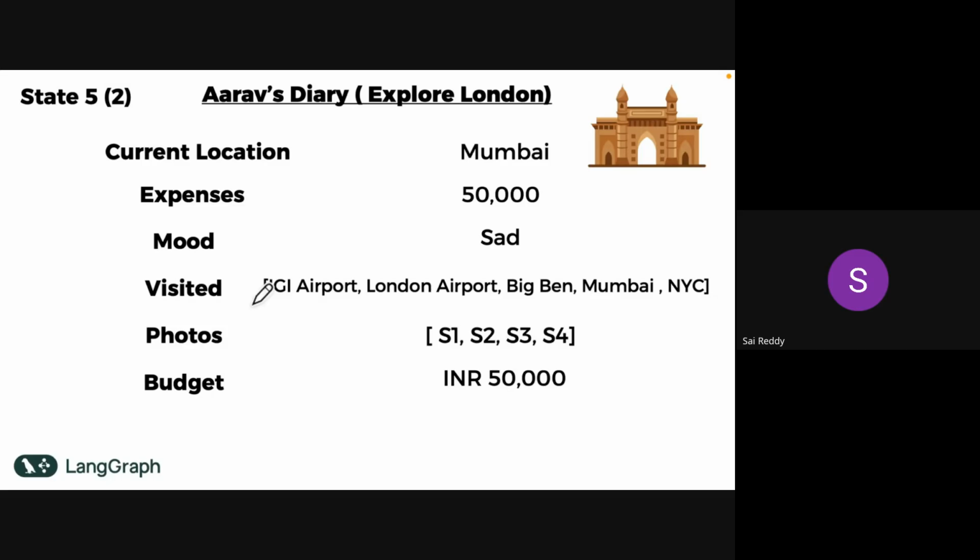Yep. But if he traveled to New York, it should be like Big Ben, comma New York, right? Mumbai will not be there. Yeah, sorry. I mean, yeah, Mumbai will not be there. My bad. Okay. So this, Big Ben and New York. Okay.